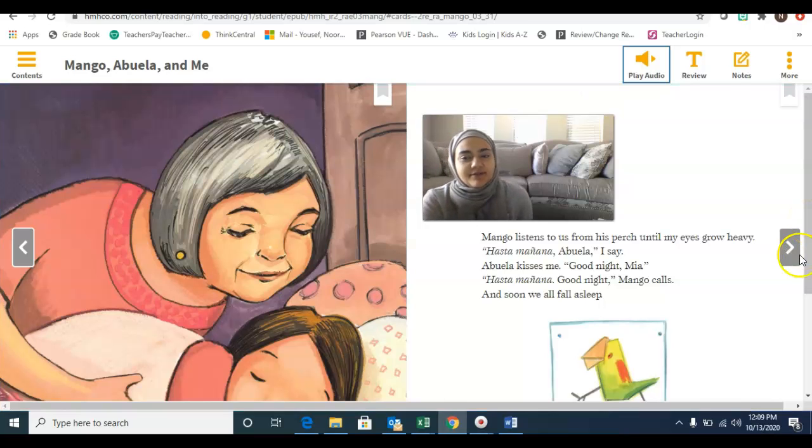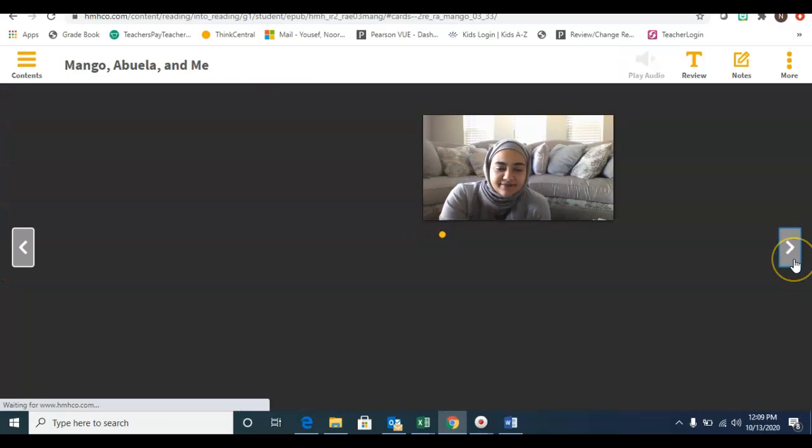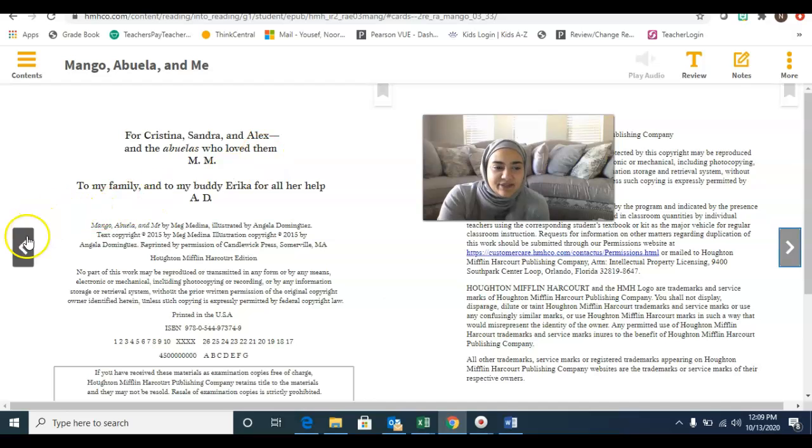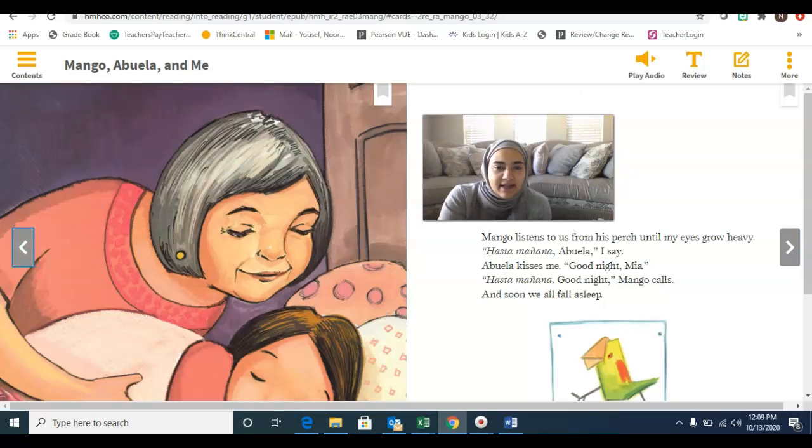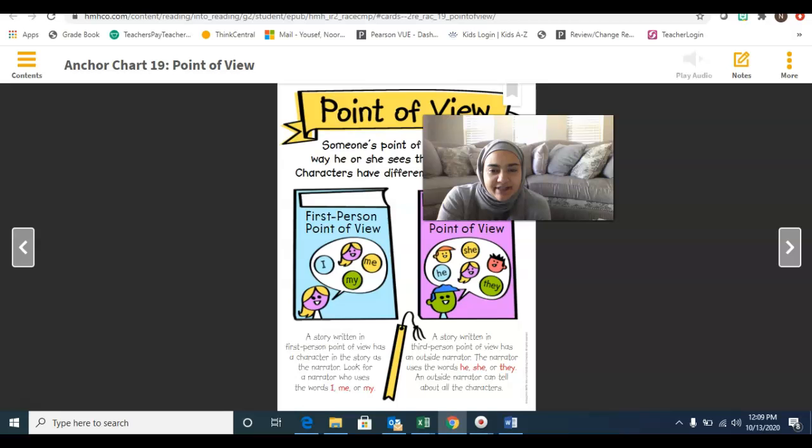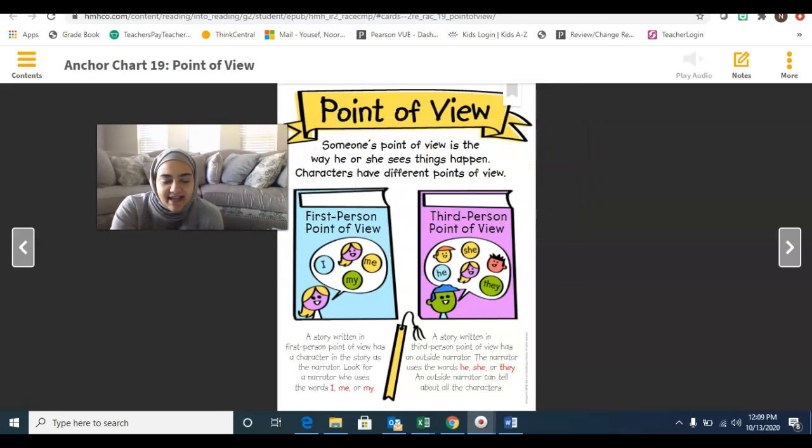That's adorable. That's cute. That's a nice story. Was this story written in first person or third person? Did it say I, me, and my, or he, she, and they? It was first person. It was from her point of view, on how she felt communicating with her grandma and how her grandma felt communicating with her. It was first person.